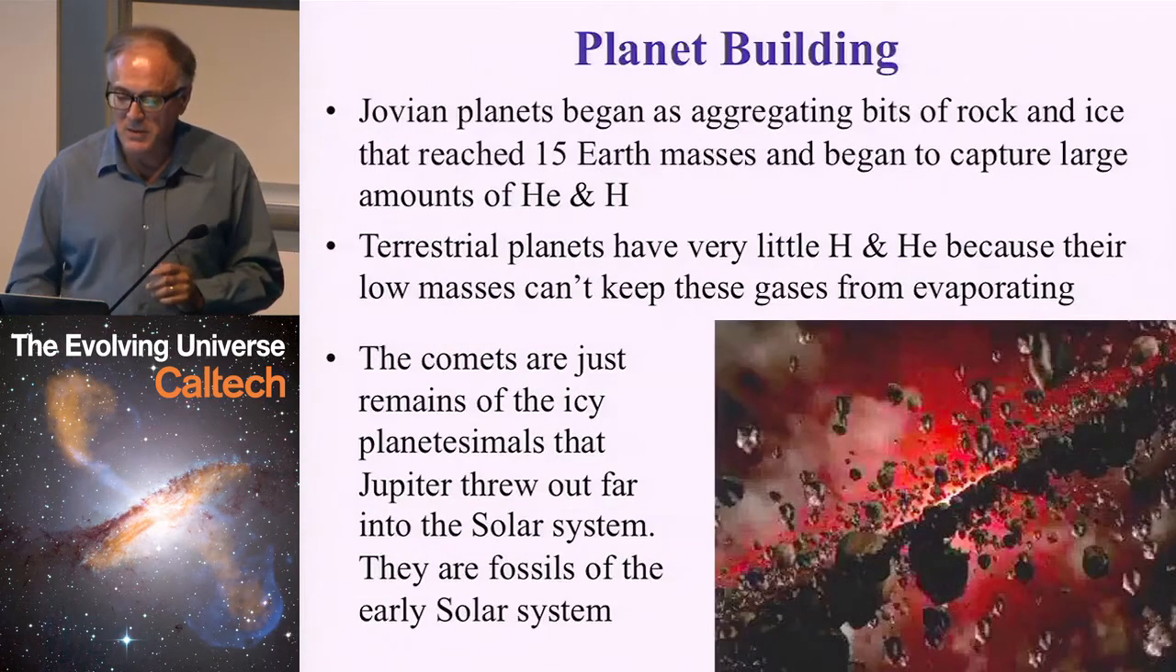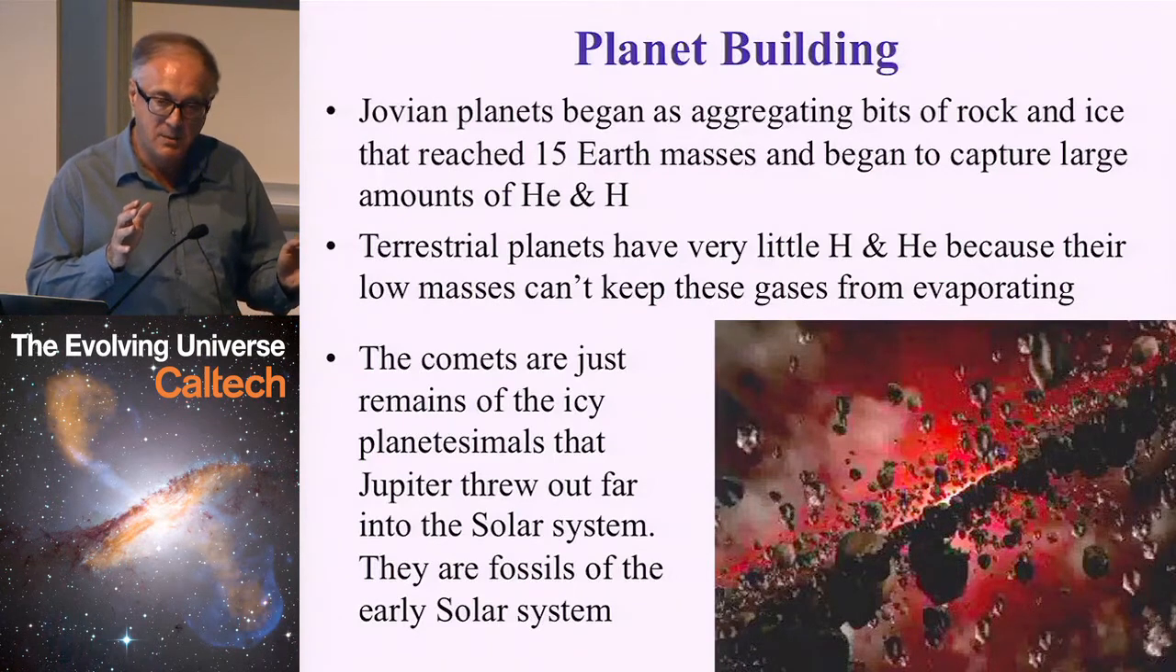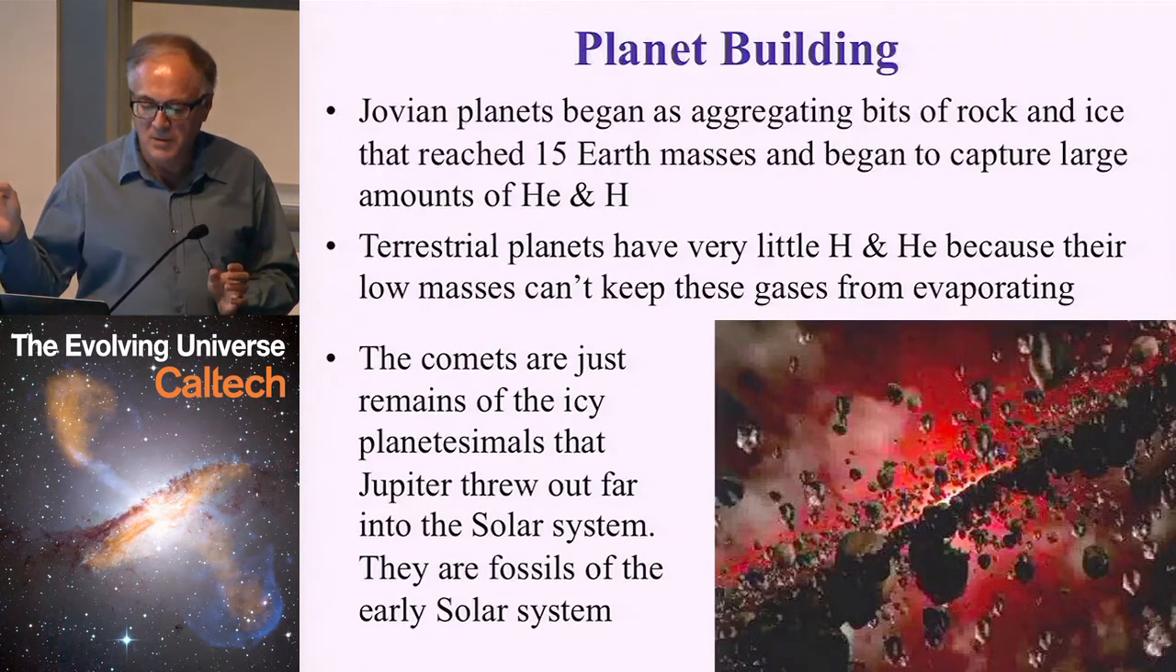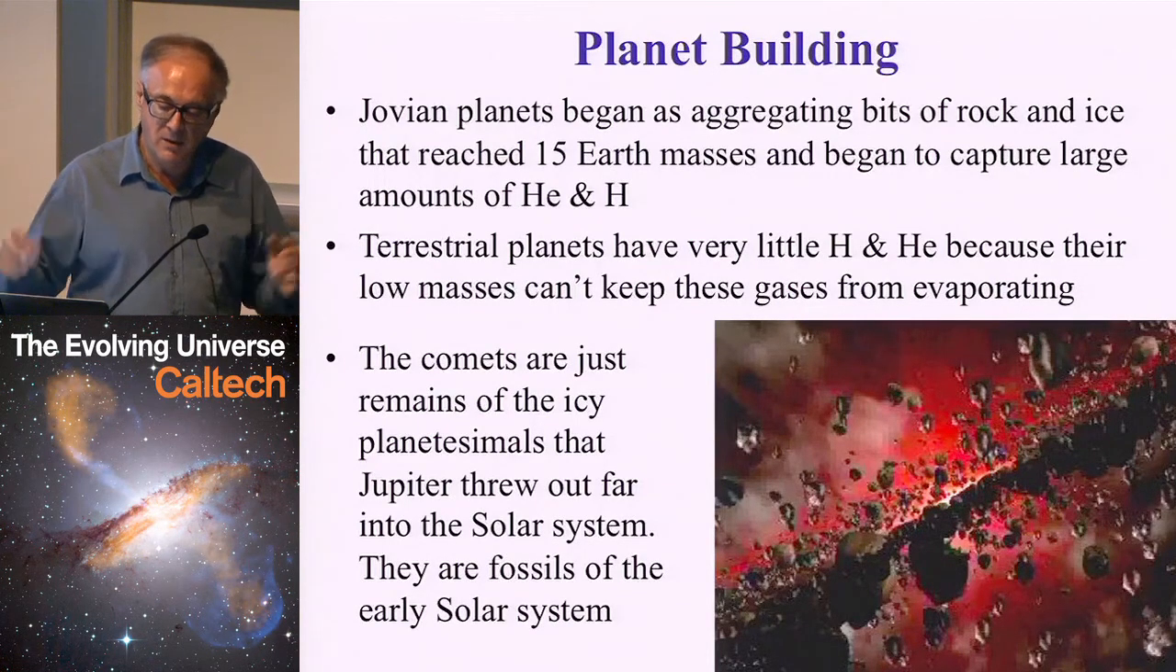So indeed, this is what we see. We see the inner planets in the solar system are rocky planets, and then in the outer solar system are gas giants. And the leftover pieces from this whole thing are in comets, and they're out there in the Oort cloud.